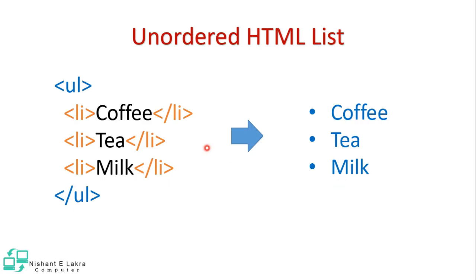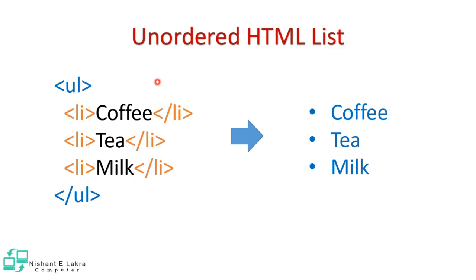Now you might be thinking, why have we used the list item tag after every item? If we do not use it, what will happen? All these three items will be displayed in a single line. So to stop the line, what do we do? We close the list item tag by using slash li after every item that we want to display in the web page. Okay, so this is how it will appear in the web page after you have used the hypertext markup language by using these tags.